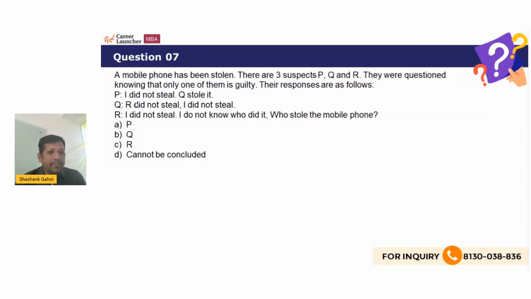So basically, when we get these kinds of questions, we assume that the only person who's guilty is lying, and apart from that, other people are speaking the truth. So what is the approach that we should take?